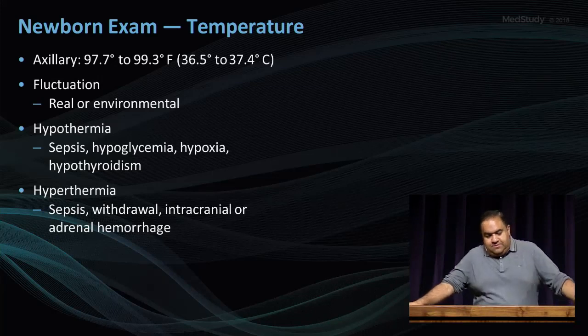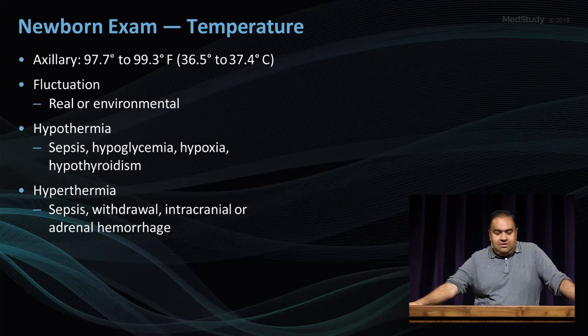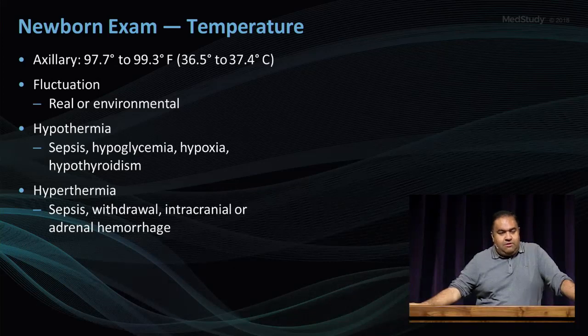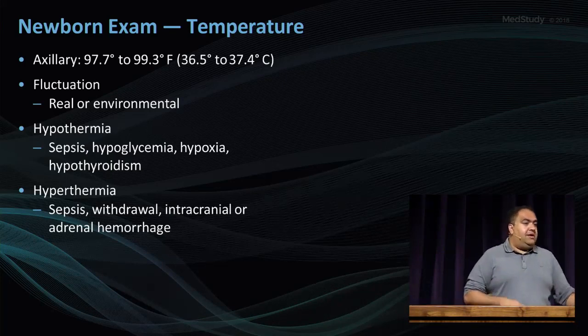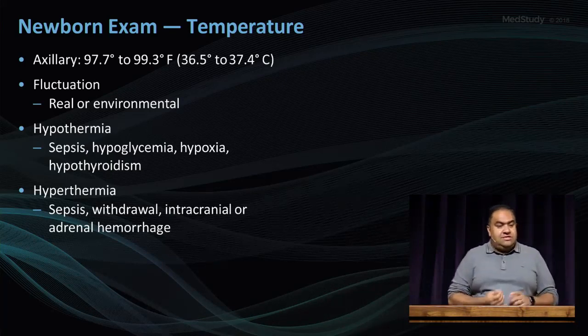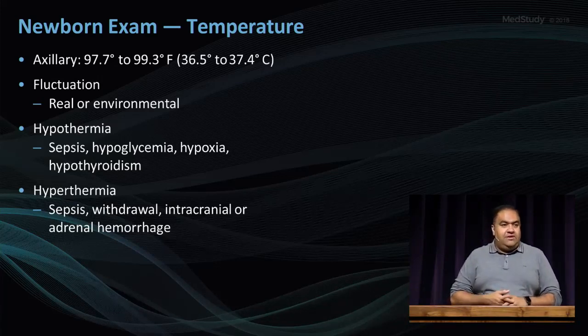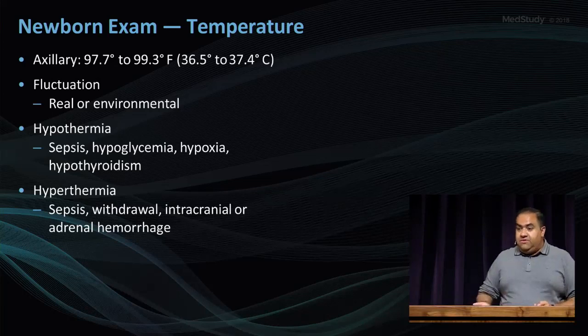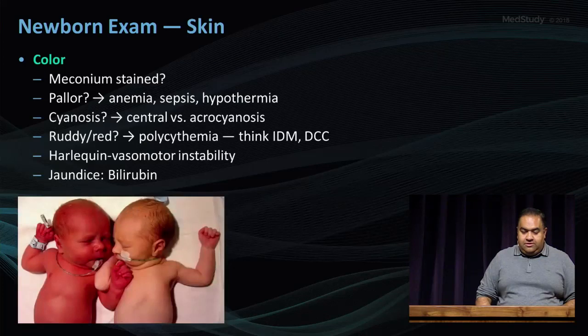Temperature, we try to do in infants, we try to get a rectal temperature initially. The way that things are, they do accelerated temps on these kids. We want to make sure that the fluctuation is not an environmental cause, but that they're real. Infants, when they're hypothermic, put themselves at risk of a lot of different issues: sepsis, hypoglycemia, hypoxia, hypothyroidism. If they're too warm, could they be infected? Could there be a hemorrhage that's going on? Is there neonatal withdrawal that's ongoing?